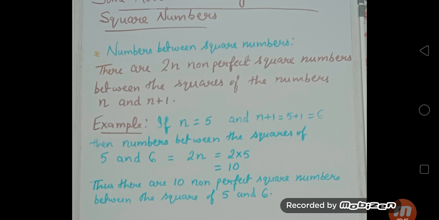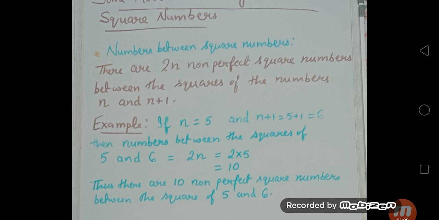Now we will see how many non-perfect square numbers lie between the squares of 5 and 6. So that is 2n, and n we have taken as 5. So 2n will be 2 into 5, 10. It means there are 10 non-perfect square numbers between the squares of 5 and 6.